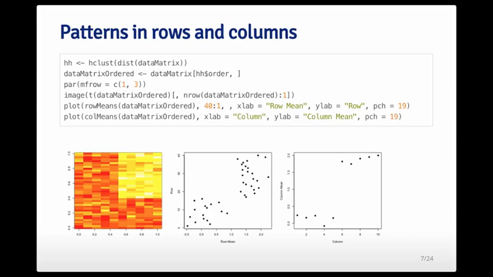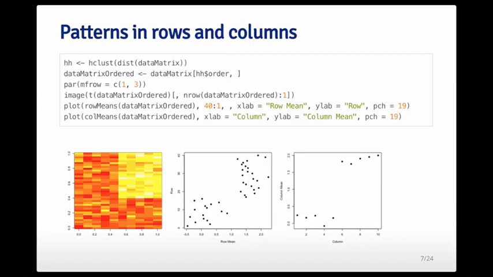In the middle plot, I've plotted the mean for each of the rows. On the y-axis, I've got the row number, which goes from 1 to 40, so that is roughly parallel with the image on the left. And on the x-axis, I've got the mean of that row. For example, you can see that for row 10, the mean is roughly minus 0.25, and that for row 30, the mean is roughly 1.5. So you can see that there's a clear shift in the mean as you go across the rows.